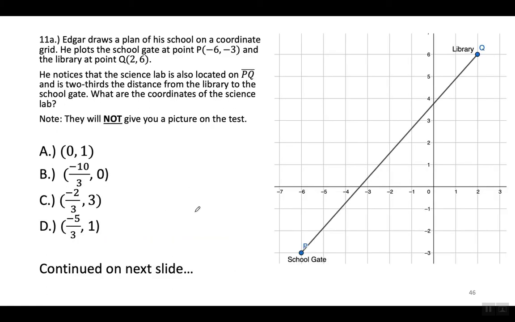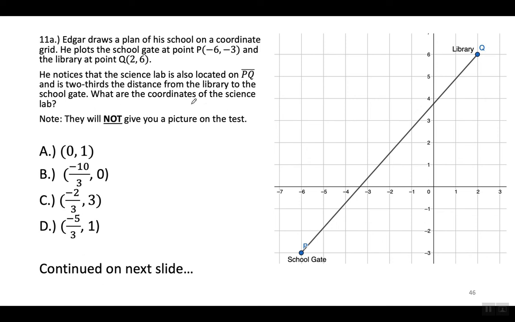Alright, 11A. Another fun problem. Edgar draws a plan of his school. Again, if this is on here, it's because it's on the test. Edgar draws a plan of his school on a coordinate grid. He plots the school gate at point P right here and the library at point Q over here.